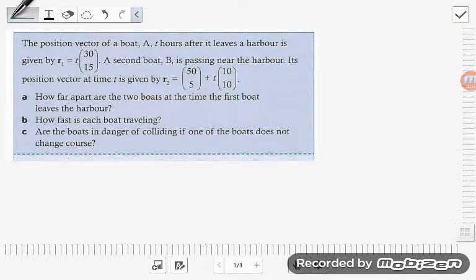Okay, now go ahead and pause the video. I got this example from the textbook, and please pause the video and see what they are asking you to do.